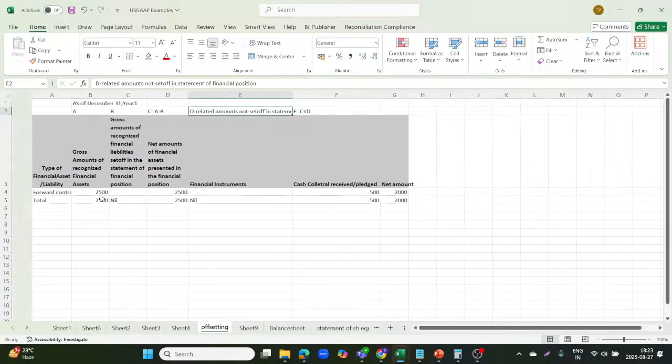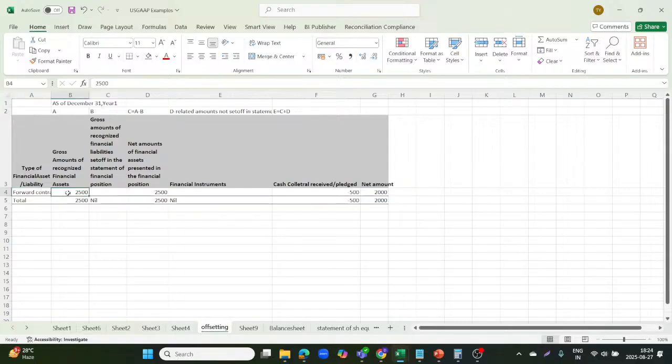Okay, so here you see this is your forward contract, which amounts to 2500. This is the gross amount of recognized financial asset. In case you have a repurchase agreement, you would need to mention over here how much collateral has been pledged or received against the contract with that concerned counterparty. So first, you would have your net amounts being disclosed. Second, against those contracts which are accounted as collateralized borrowing, you have to disclose how much cash collateral has been received or pledged against those derivative contracts. And after taking that into consideration, you have to show the net amount.